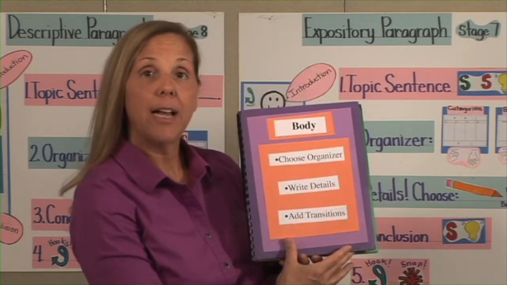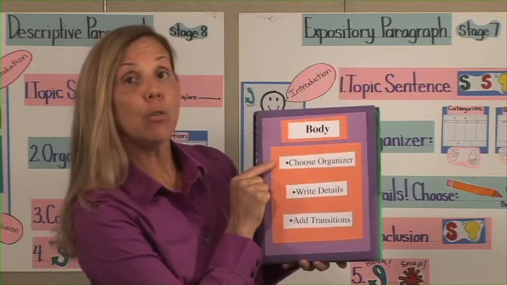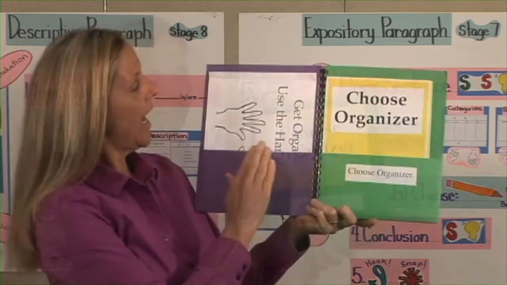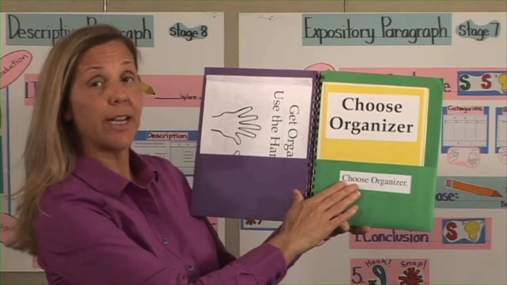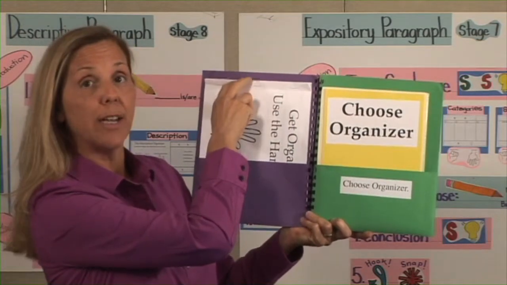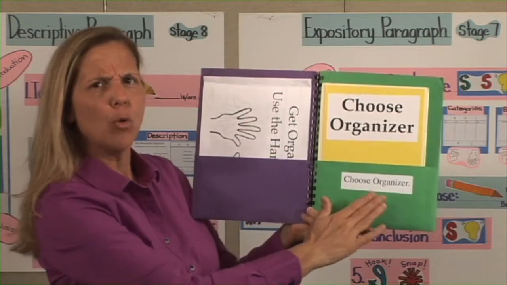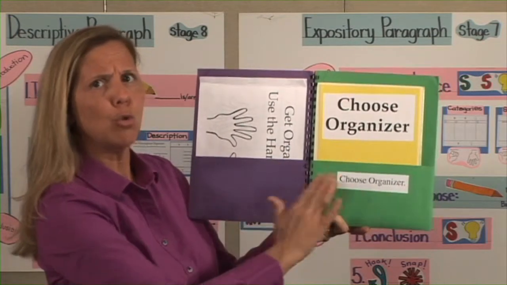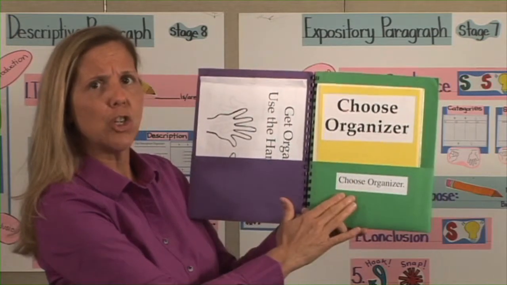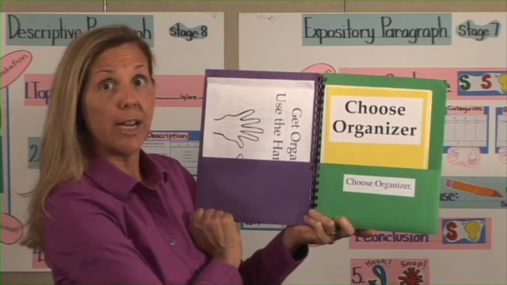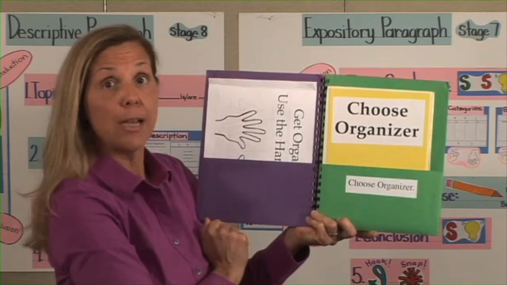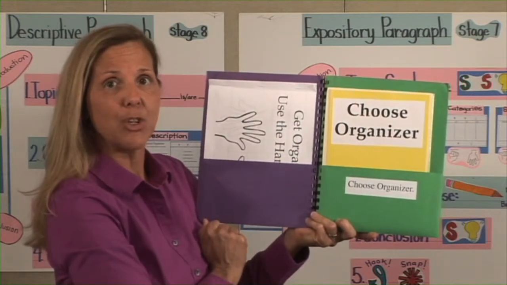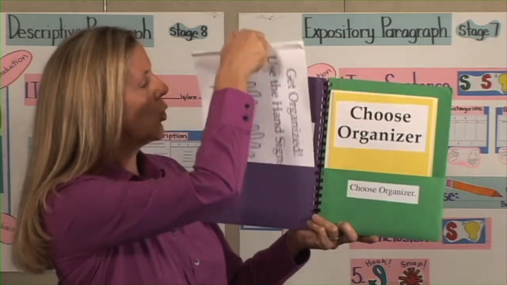Here's our body file folder. First, let's go to the Choose the Organizer. I'm showing you the 2 tools here that I can use for choosing an organizer. Let's look at this first one. I want to caution you, you don't need to make both of these. You could just choose one of these ways that you can show your children how to choose an organizer. I'm showing you a couple of tools here, and you can decide which one you think would work best for your students. Let's start with our first tool here.